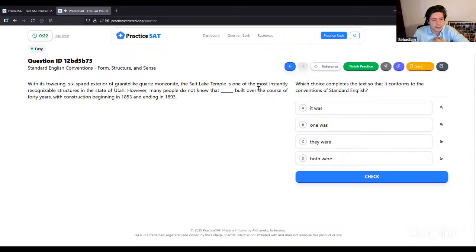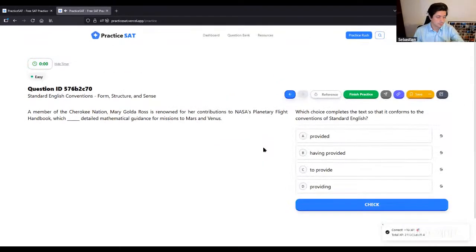Most important, instantly recognizable structure. So it was built, right? Because we're talking about the temple. It's one of the most instantly recognizable structures, but it's only one. So it's specifically that one. We're talking about it directly. So it was built. Great.